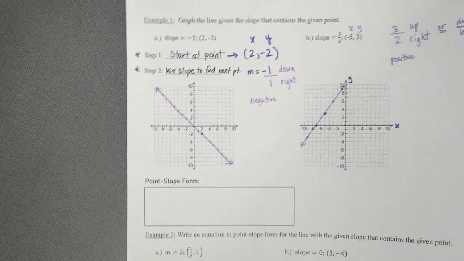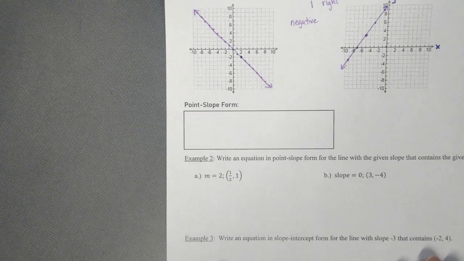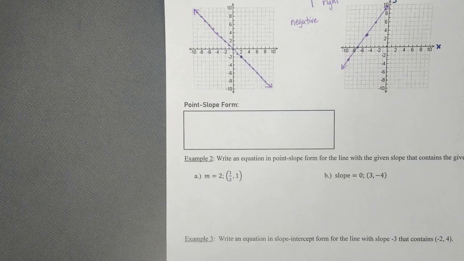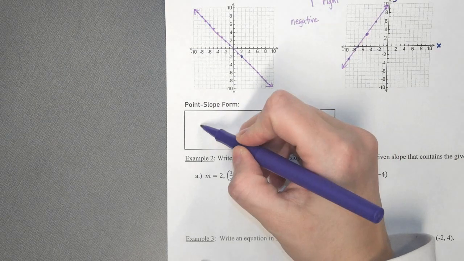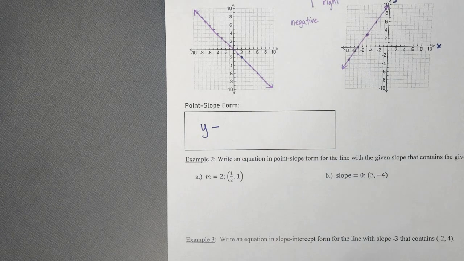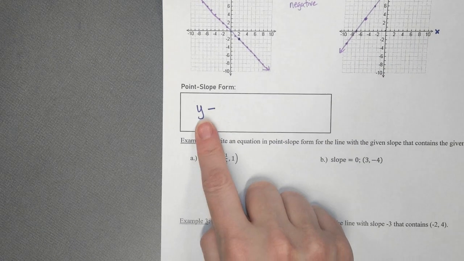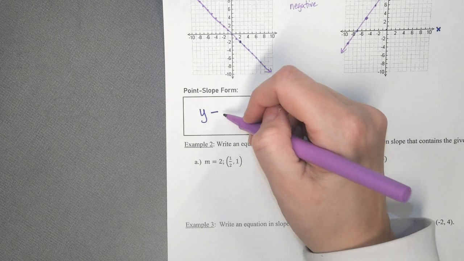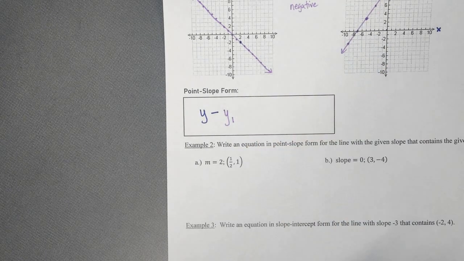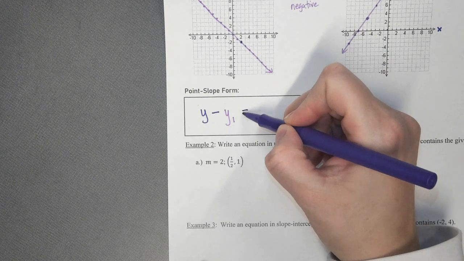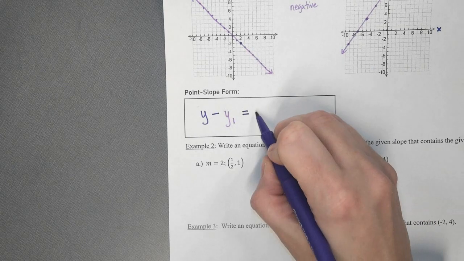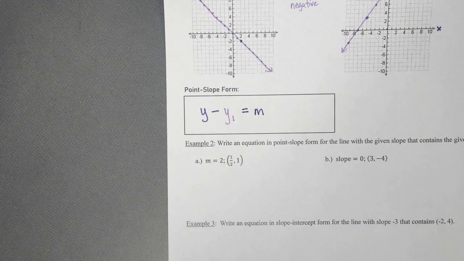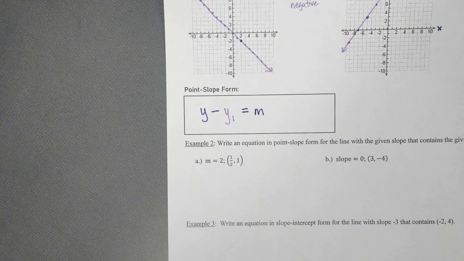All right, so now we're going to learn a new form. This is called point slope form. Okay? So it starts with y minus, so I want you to put this in the box, y minus, I'm going to color code mine a little bit. So y minus y1 equals m.